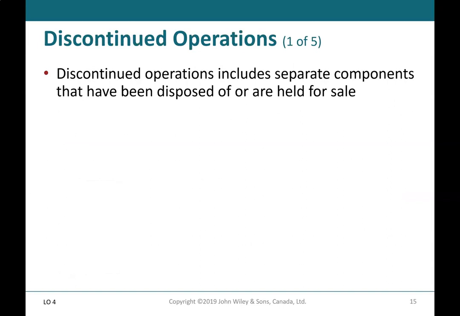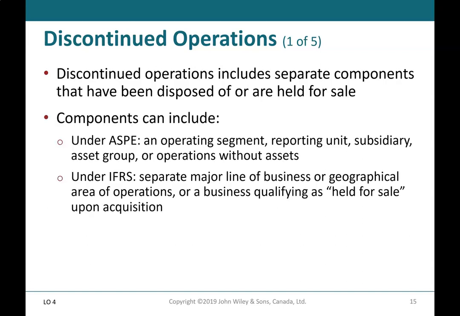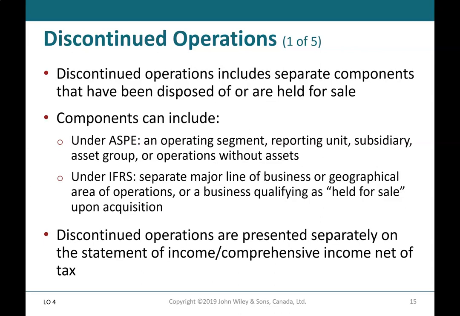Discontinued operations, 1 of 5. Discontinued operations include separate components that have been disposed of or are held for sale. Components can include, under ASPE, an operating segment, reporting unit, subsidiary, asset group, or operations without assets. Under IFRS, it is a separate major line of business or geographical area of operations, or a business qualifying as held for sale upon acquisition. Discontinued operations are presented separately on the statement of income and comprehensive income, net of tax.